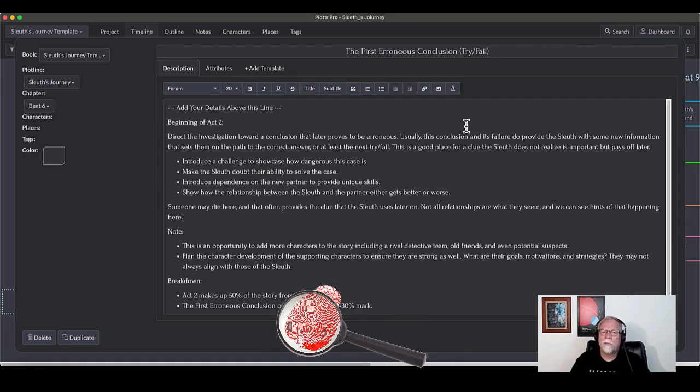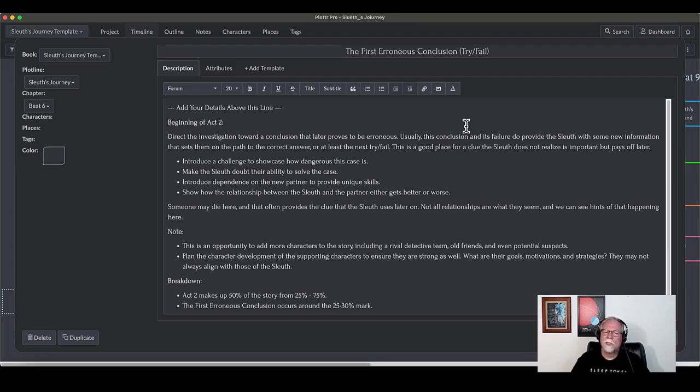Again, if you're a discovery writer, you can come back and do this later. But this is something you're going to want to fulfill and wrap up once you get to the third act and the final act of this story. So introduce a challenge to showcase how dangerous this case is. Remember, putting your detective in danger is a good thing. That helps your reader identify with them and want to follow them. They become empathetic with the character and they feel that risk themselves.